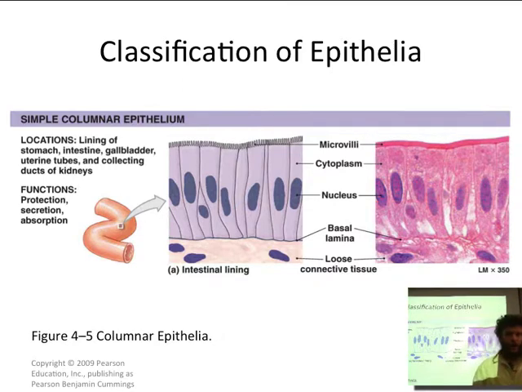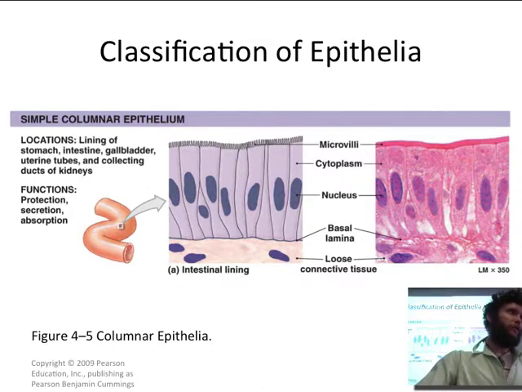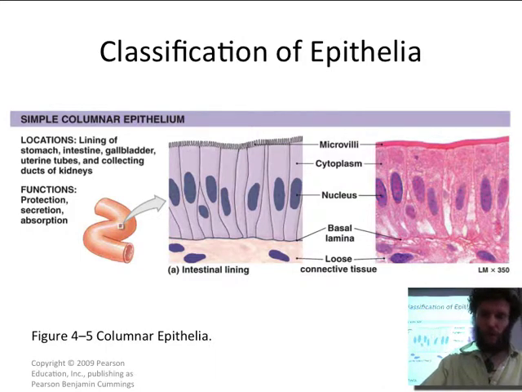Simple columnar. This is found predominantly throughout the GI tract, and these protect, secrete, and absorb. All epithelia, and we're going to talk about this in the lecture tomorrow, have some kind of secretory function. They're going to be producing something and releasing it on the surface of the cell. Some kind of fluid, maybe hormones, whatever. There's all kinds of stuff. Also absorption. They're gatekeepers. They're tissue boundary gatekeepers.